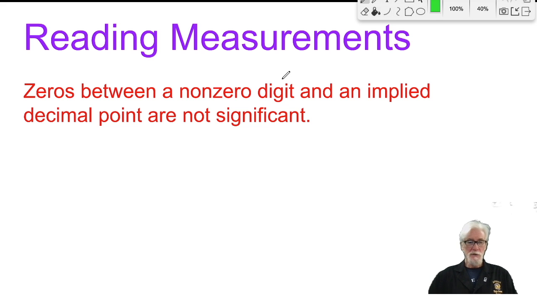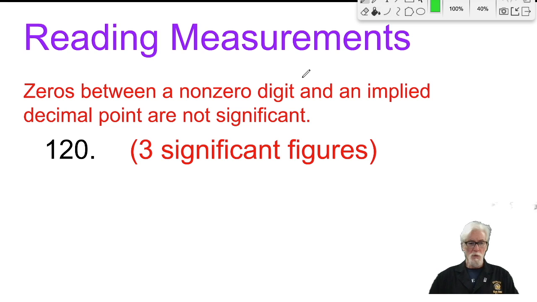The first rule is zeros that are between a non-zero digit and an implied decimal point are not significant. So let's look at an example to get a better idea of what I'm talking about here. Let's say we have this measurement, 120 with a decimal point after it. This decimal point here, that's not implied. Implied means it's sort of hinted at that it's there, but it's not really there. This decimal point is actually expressly written down. So all of these digits are significant.